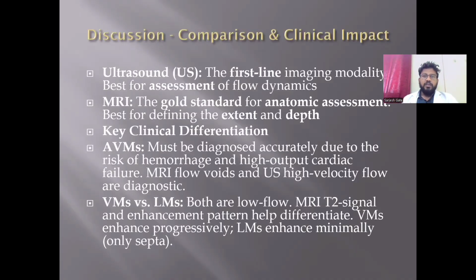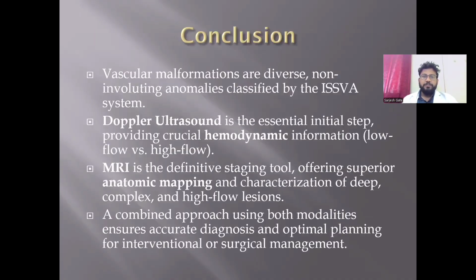Discussion. Ultrasound is the first-line imaging modality for assessment of flow dynamics. MR is the gold standard for anatomical assessment, for defining extent and depth. Key differentiating features: AV malformations must be diagnosed accurately due to risk of hemorrhage and high cardiac output failure. Venous malformation and lymphatic malformation are both low flow. T2 signal and enhancement pattern help to differentiate. Venous malformation enhances progressively. Lymphatic malformation enhances minimally.